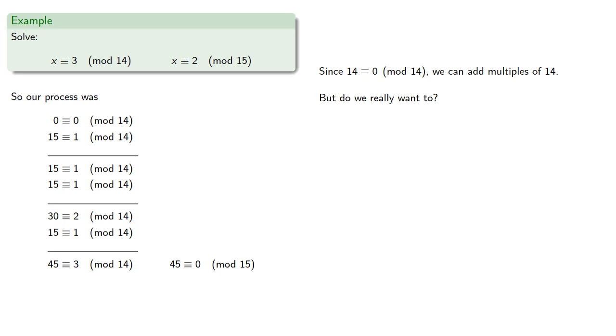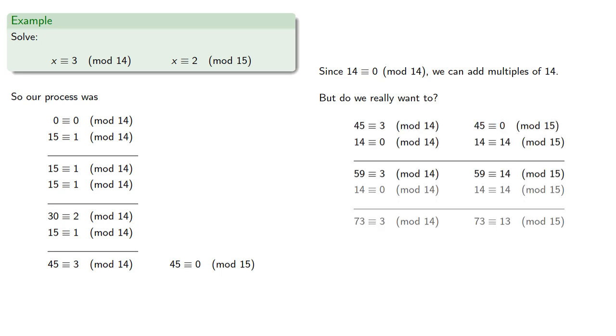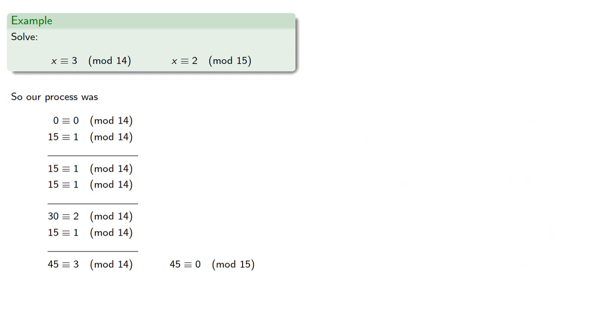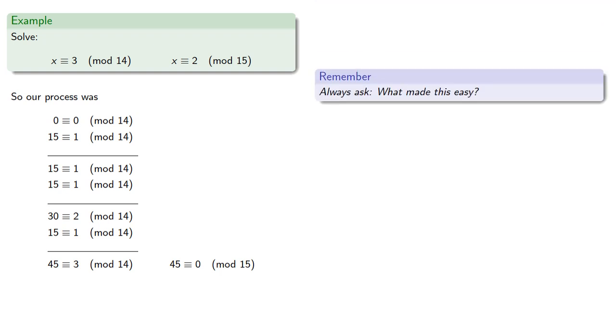Now, since 14 is congruent to 0 mod 14, we can add multiples of 14, and that won't change our first congruence. So we'll add, and add, and add, and we want to get down to 2 mod 15, but it seems like it's going to take a bit of effort. So always ask the question, what made this easy?